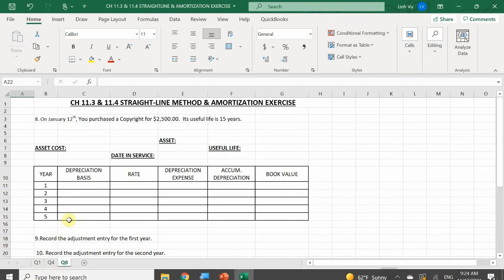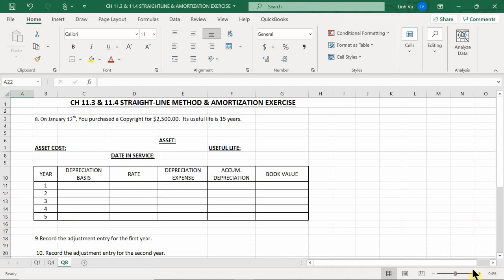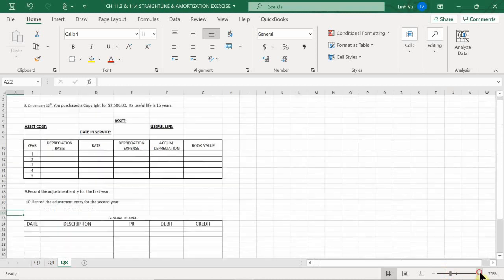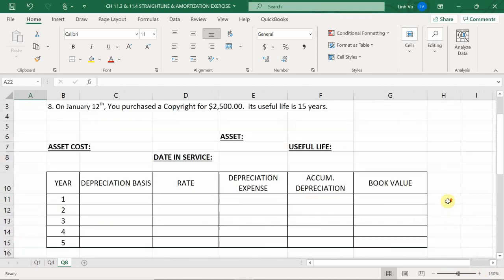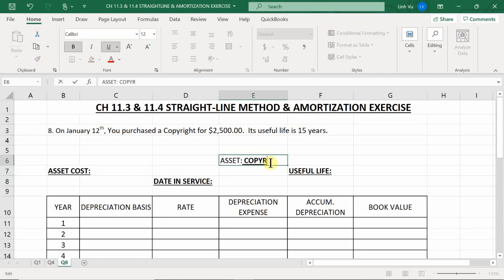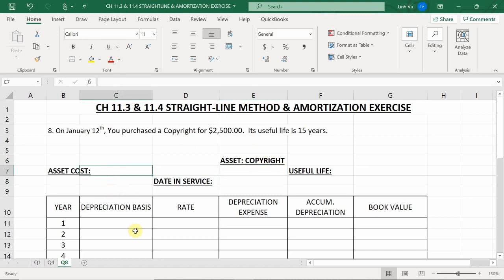Number 8. Okay. We're going to do an amortization now. Oops. Way too big. Okay. Way too small. Okay. So, amortization. In this case, on January 12th, we end up purchasing a copyright for $2,500, okay? Its useful life is 15 years. Okay, so in this case, what did I buy? I bought a copyright. How much did that copyright cost me?